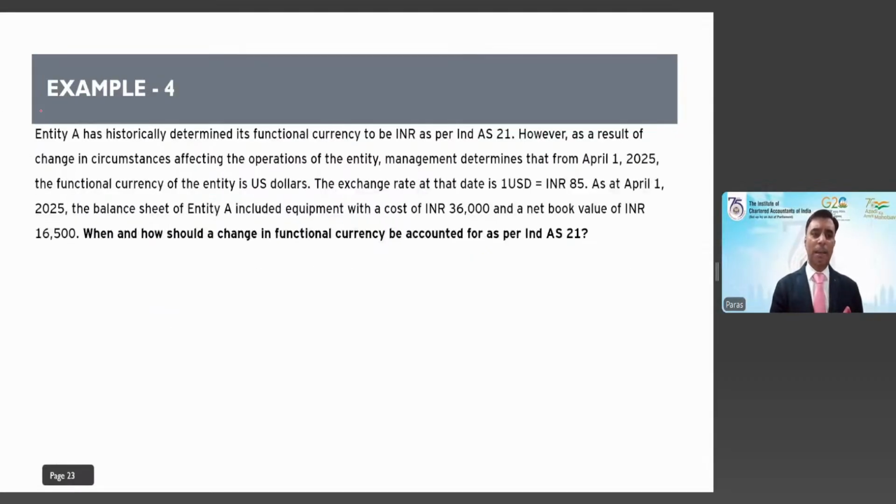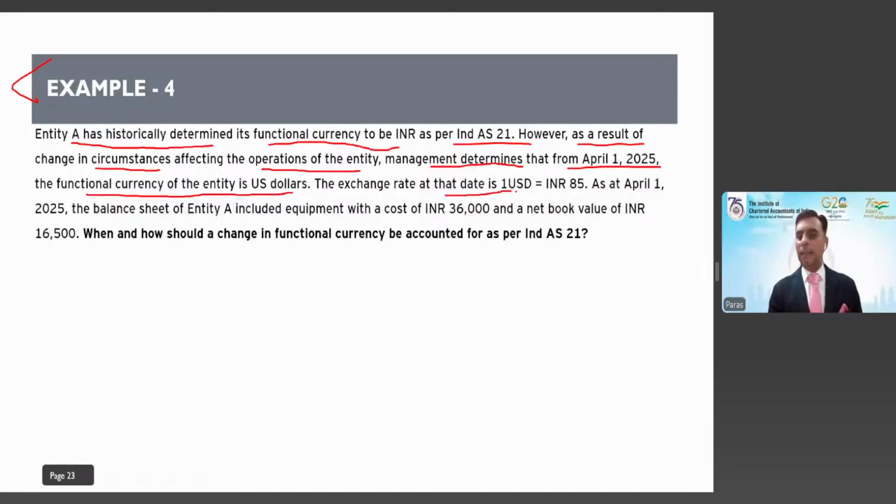Now let's solve example number 4 to gain more clarity. It says entity A has historically determined its functional currency to be INR as per Ind AS 21. However, as a result of change in circumstances affecting the operations of the entity, management determines that from 1st April 2025, the functional currency of the entity is US dollar. The exchange rate at that date is 1 USD is equal to 85.